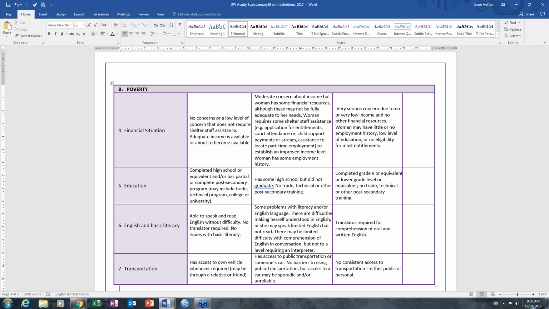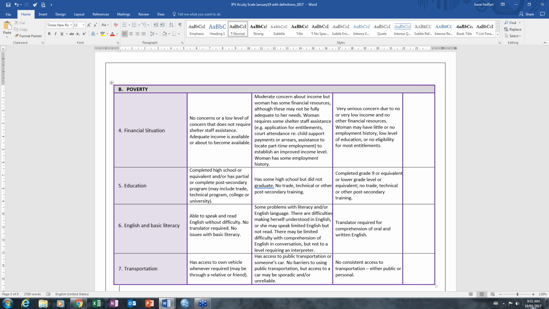Additions? No. Okay, so transportation is another very important element related to poverty and finances. Access to transportation is very important for women in the shelter so that they can move forward, go to appointments, find a job, or do all of those things they have to do when they are in second stage shelter. So a score of 0 would be she has access to her own vehicle whenever required. Maybe her vehicle, but it could also be a friend's vehicle. The main point here is they have access to a vehicle at any time.